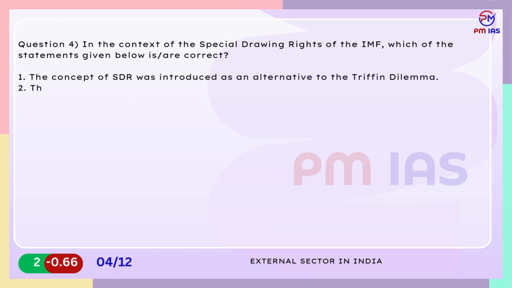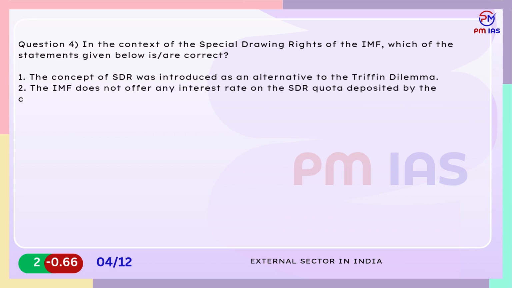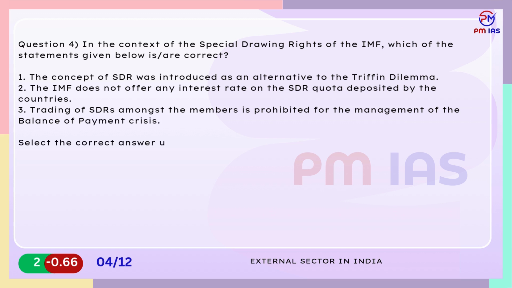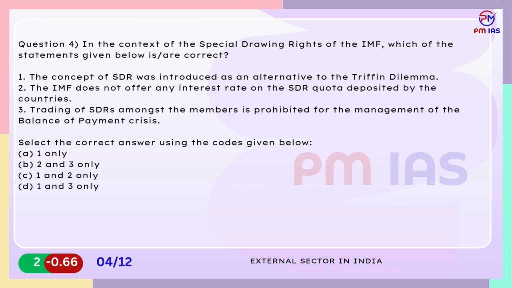2. The IMF does not offer any interest rate on the SDR quota deposited by the countries. 3. Trading of SDRs amongst the members is prohibited for the management of the balance of payment crisis. Select the correct answer using the codes given below. A. 1 only. B. 2 and 3 only. C. 1 and 2 only. D. 1 and 3 only.